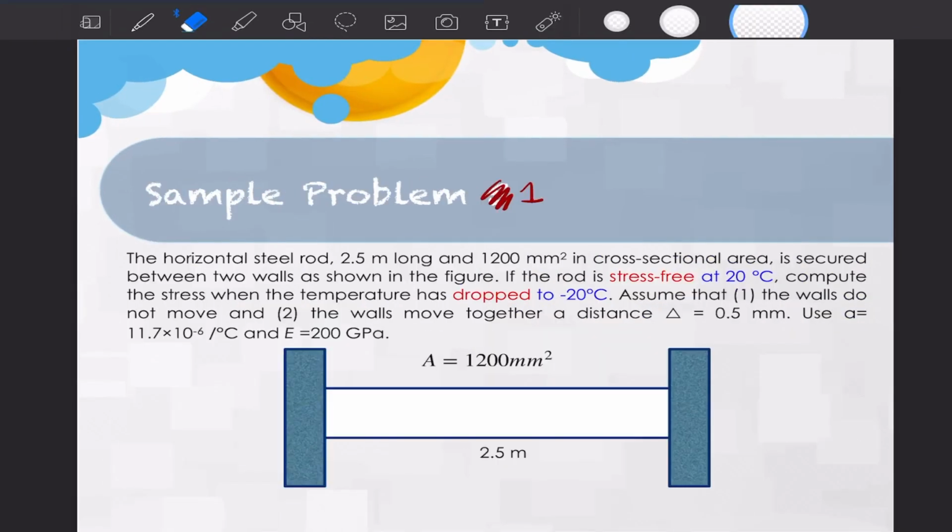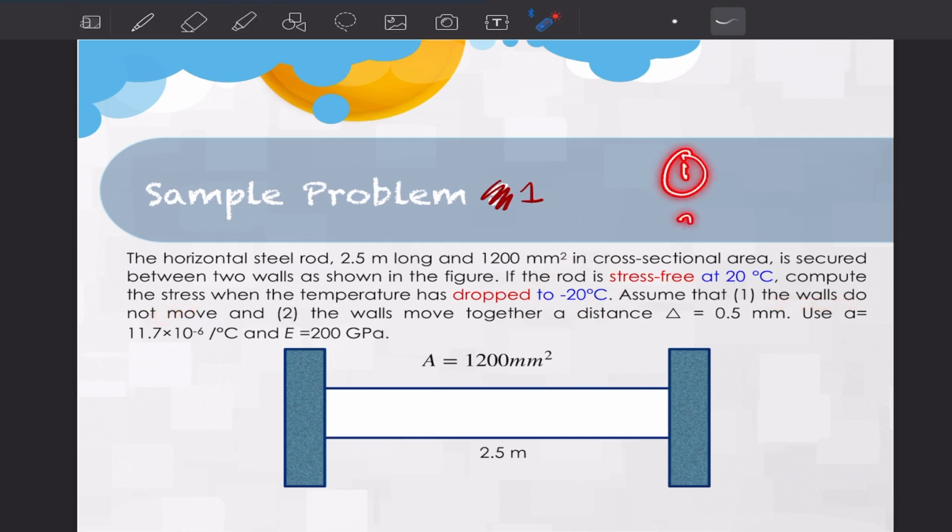Problem 1. The horizontal steel rod, 2.5 meter long and 1,200 millimeter squared in cross-sectional area, is secured between two walls, kaning duha ka walls. The rod is stress-free at 20 degrees Celsius. Compute the stress when the temperature dropped to negative 20 degrees Celsius. Assume that the walls do not move.